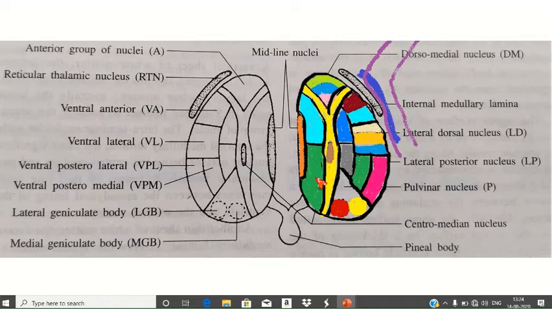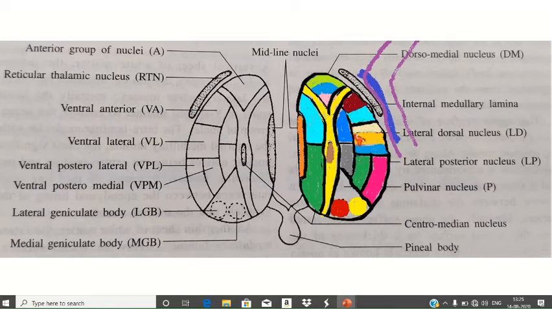Okay. Then coming to the lateral group. So medial group I have discussed. Then we are going to discuss about this entire lateral group. The lateral group consists of the largest group of nuclear masses, which are arranged in ventral and dorsal tiers. So let us discuss about the ventral one.